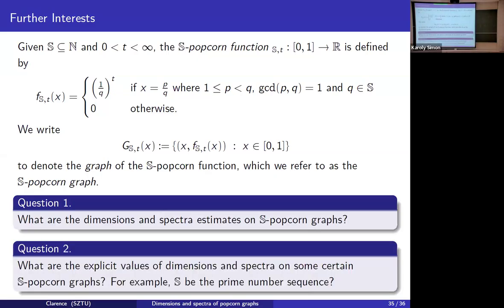Another one is that, as for the prime numbers, the levels will be collected well. So if there is some well-known sequence, for example, the prime number sequence, can we say something about the explicit values of the dimensions and structure of the prime popcorn graphs or other settings? So I think I'm happy to share my ideas, and thank you for your attention.